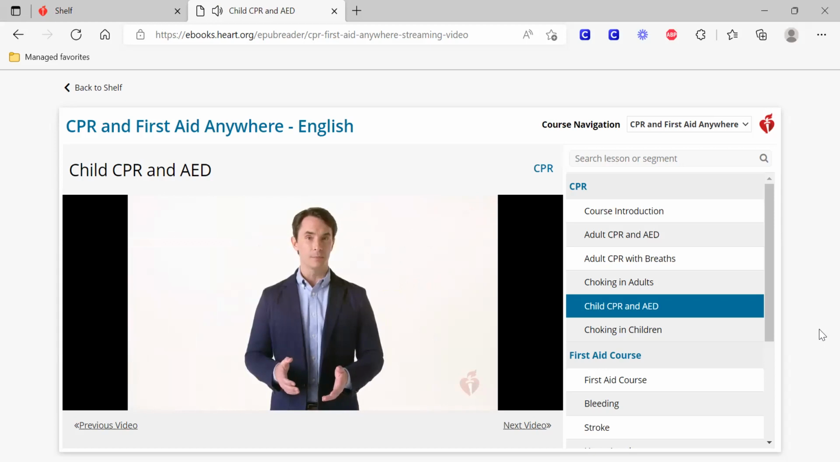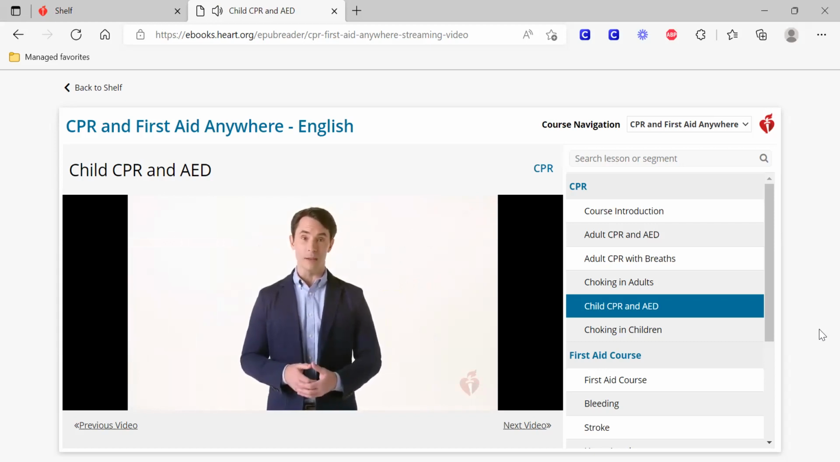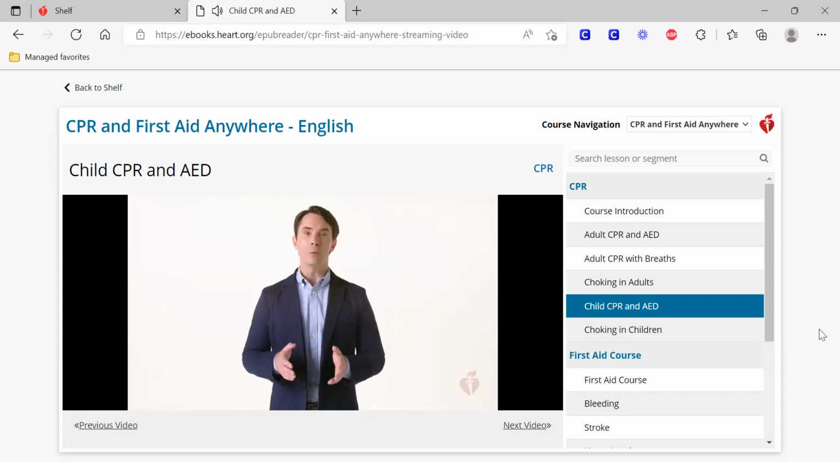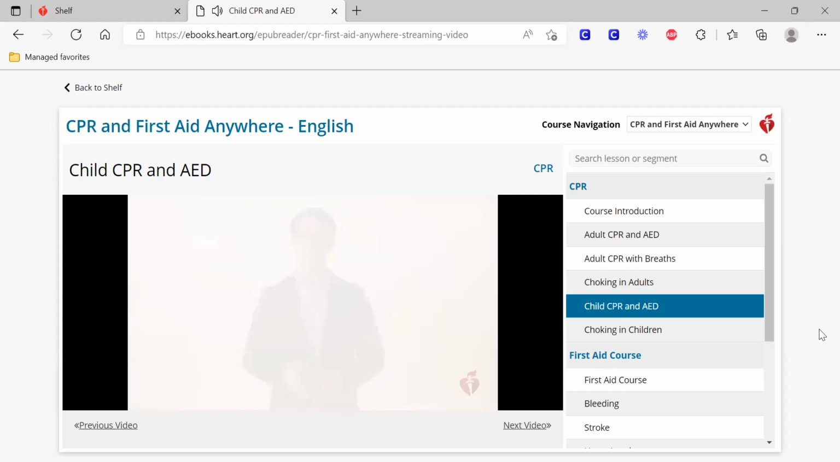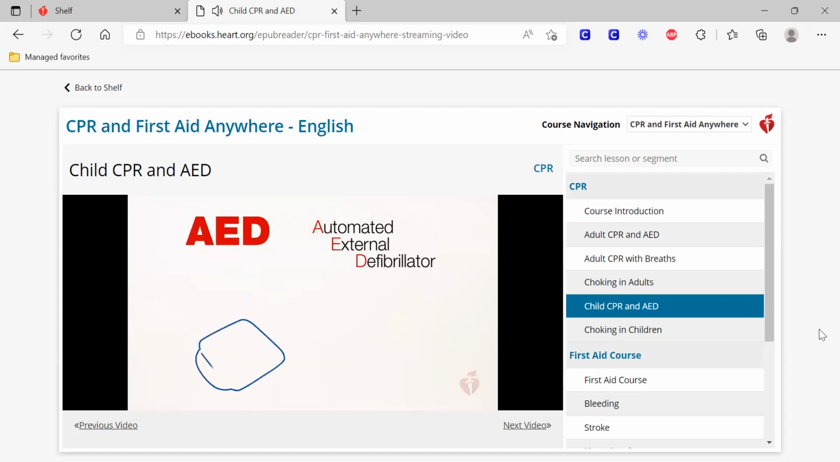Picture yourself at a shopping mall when a 6-year-old boy collapses in front of a store. His mother yells for you to phone 911 and get an AED while she begins CPR. Remember, when a child's heart stops beating, an automated external defibrillator, or AED, can be used to deliver a shock.